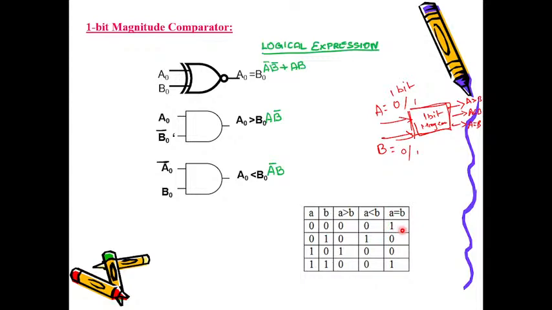Who has to indicate the output? Only through A equal to B, we have to signal the output. And the remaining two have to be disabled. These two should not work. So that is why I made 0.